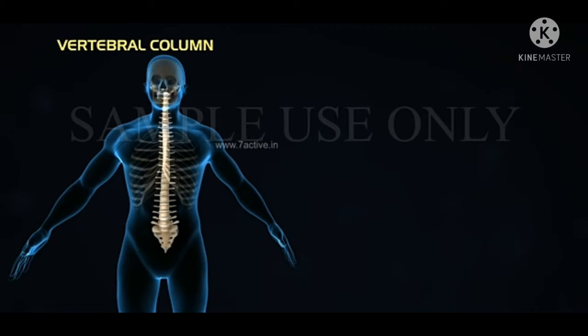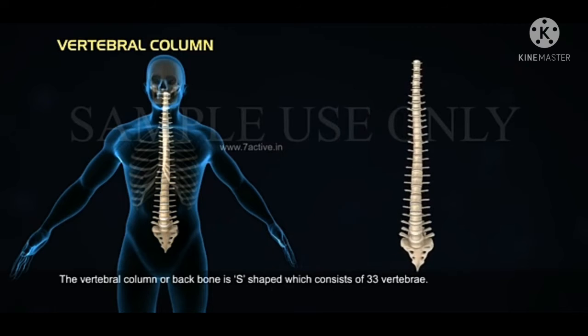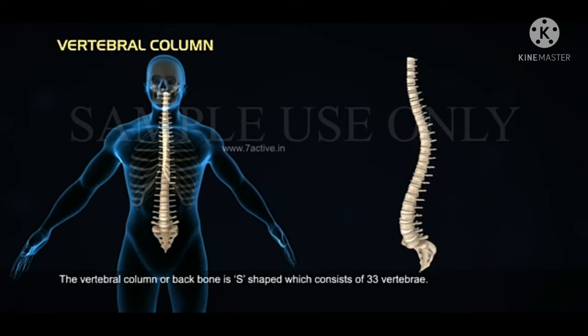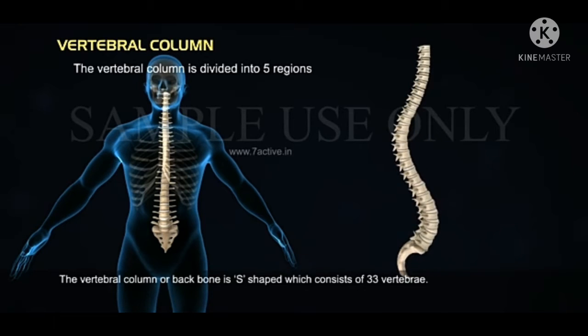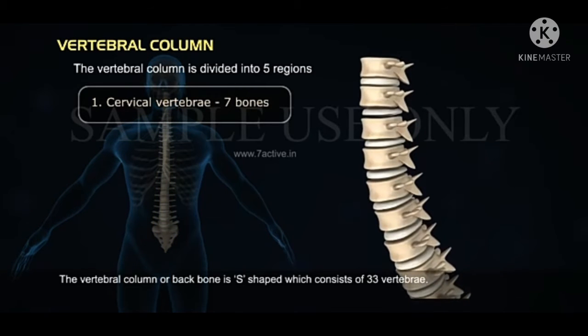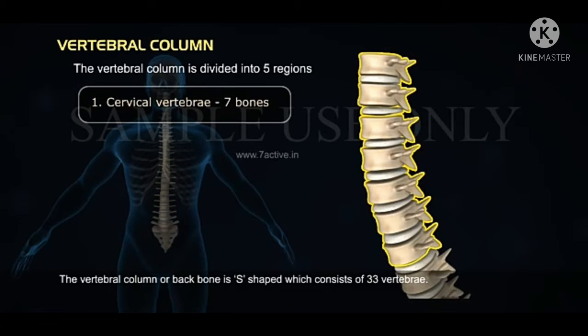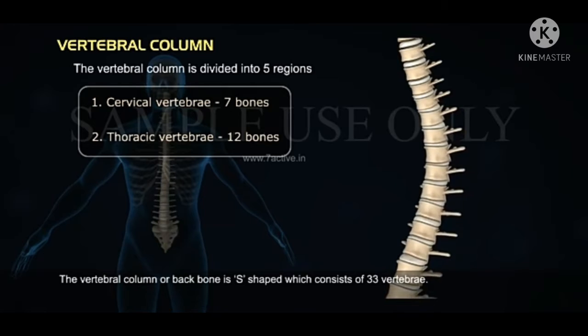Vertebral column. The vertebral column or backbone is S-shaped, which consists of 33 vertebrae. The vertebral column is divided into 5 regions. First, cervical vertebra, 7 bones. Second, thoracic vertebra, 12 bones.